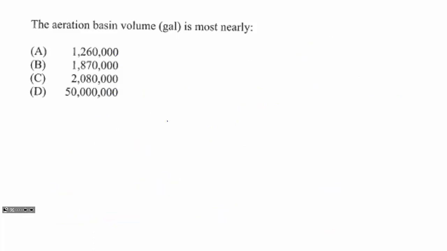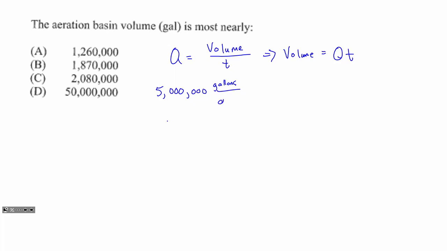So we see here that flow rate is going to be equal to volume over the residence time. So we can rearrange that. See there that our volume is going to be equal to Q times T. So we know that the flow is 5 million gallons per day. And since we're working in gallons, let's go ahead and write out, we have 5 million gallons there. And we know that the residence time is 10 hours.